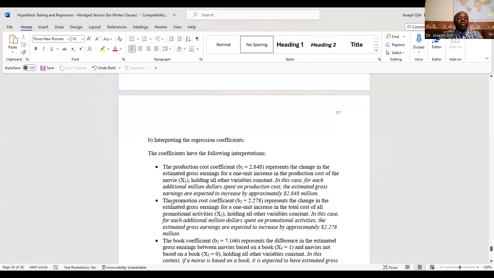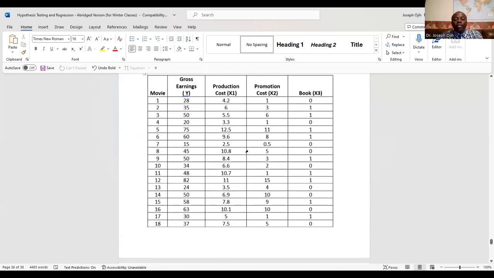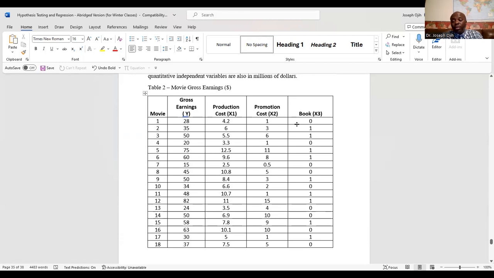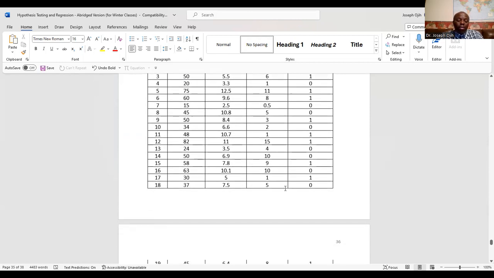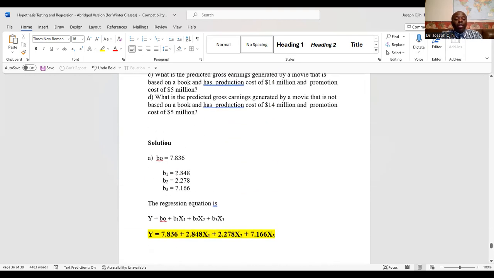So in a similar vein, for the B3, you know that B3 is 7.166, and it represents whether the movie is based on a book published before it was made or not. So that means that if a movie is based on a book, then it is expected to have an estimated gross earnings of $7.166 million higher than a movie that is not based on a book.